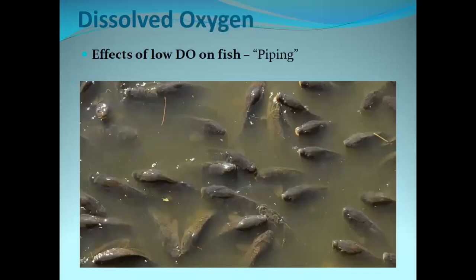So this photo gives you a little idea of what the effects of low dissolved oxygen on fish look like. This is something called piping, right? Can anybody tell me why they think the fish are coming up to the surface of the water? Well, we already know that it is because of low dissolved oxygen, but why the surface?